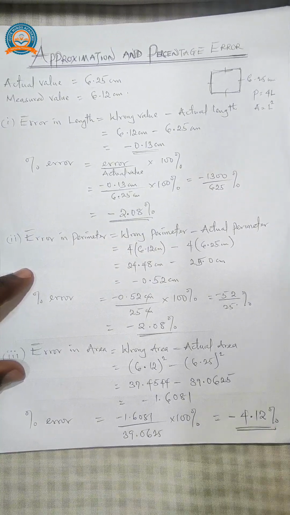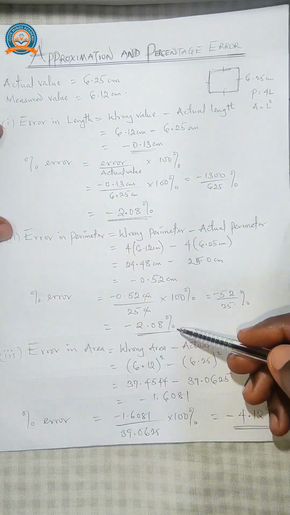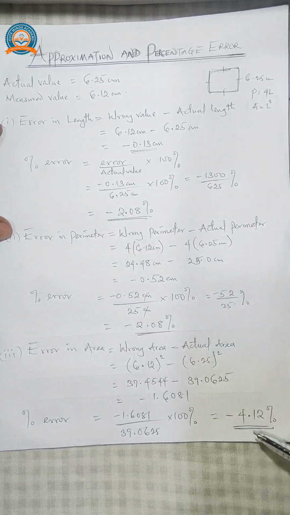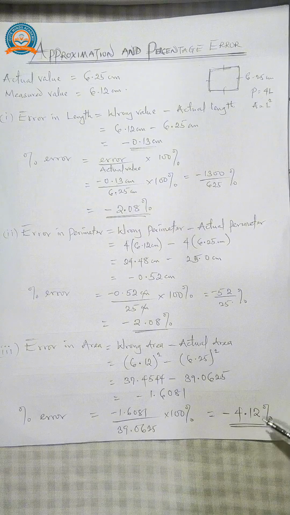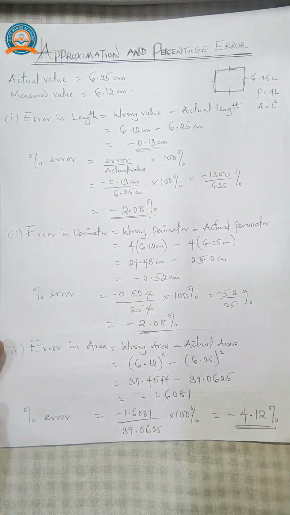So we have the percentage error in the length, the percentage error in the perimeter, and the percentage error in the area. Let's practice and master this concept, and I believe you've learned something.